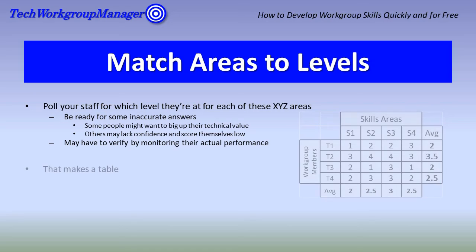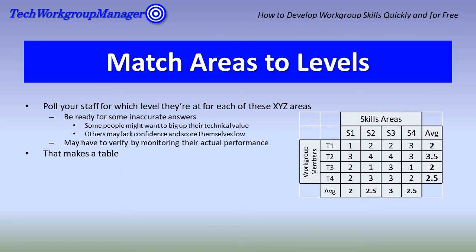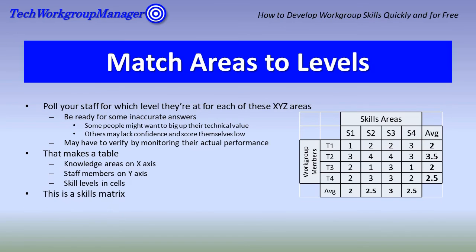But what you've got now is a table with the areas of knowledge on the x-axis, the staff members on the y-axis, and numbers between 1 and 5 in the cells where those meet. This is a skills matrix. And in terms of using it now to improve skills, it's not a question of having to take somebody from a level 1 to a level 5 or from ignorance to expertise. It's more practical than that.